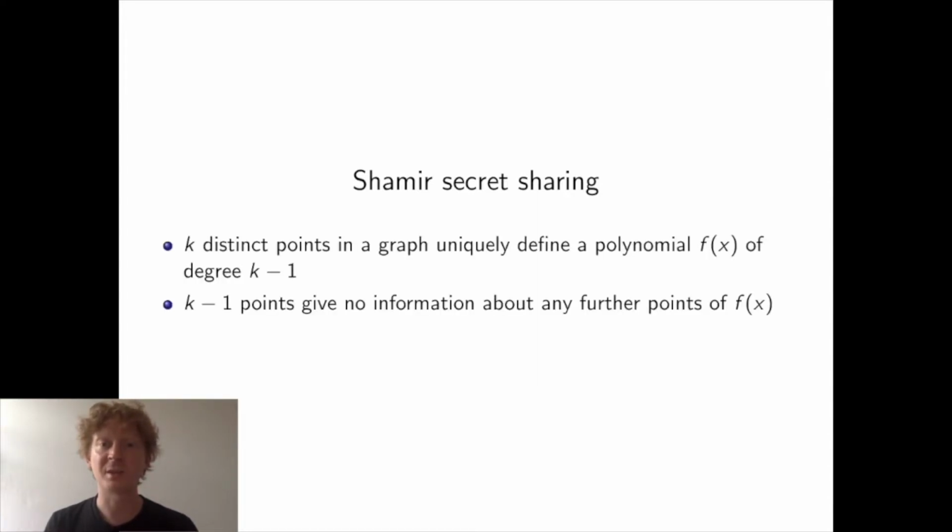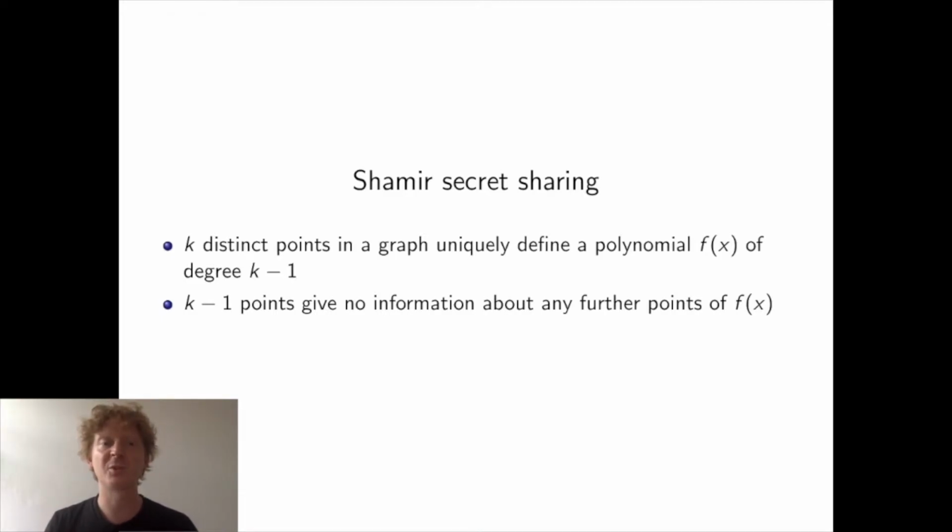As the next ingredient, I will revisit Shamir's secret sharing, which allows multiple parties to have a share of a common secret so that only an amount of players over a specific threshold can reconstruct this secret. Shamir's secret sharing is based on the simple observation that k distinct points in the graph uniquely define a polynomial of degree k-1. If, however, we have one point less, there are infinitely many possibilities for the polynomial f, and we cannot infer any information about any of the other points on f.